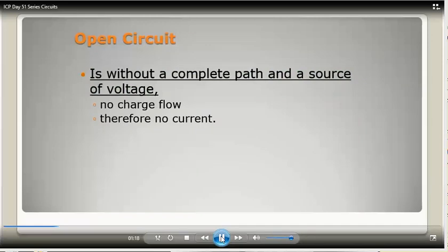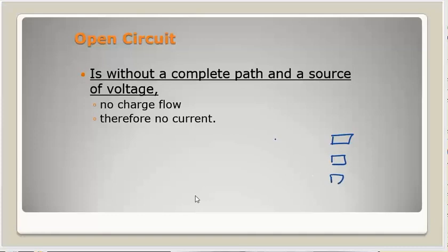Open circuit is without a complete path and a source of voltage. There's no charge, therefore no current. If the electricity can't flow, then there's not going to be any current flowing through it.